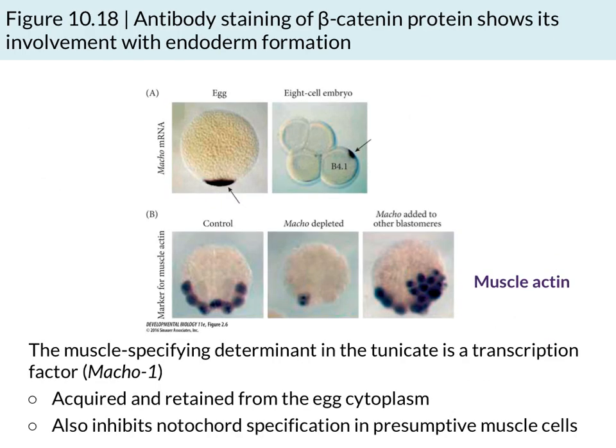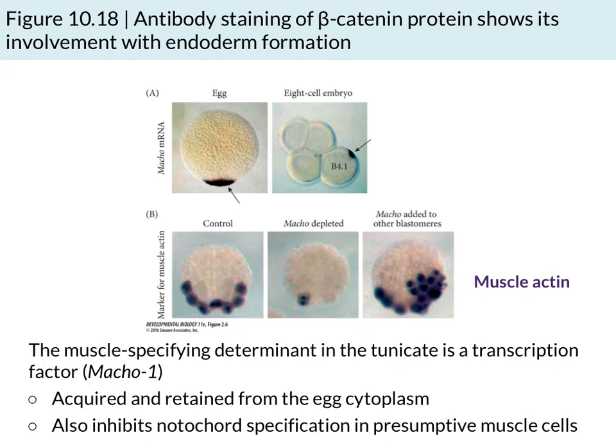Now let's look more closely at some examples of both autonomous and conditional specification in the tunicate embryo. As I previously mentioned, the cells that give rise to the tail muscles are autonomously specified, and those cells are derived from the yellow crescent region of the oocyte. They contain an mRNA for the transcription factor MACHA1, which is shown here in part A. And that transcription factor is required for the activation of muscle-specific genes, including muscle actin, which is what's labeled here in the figures in part B.